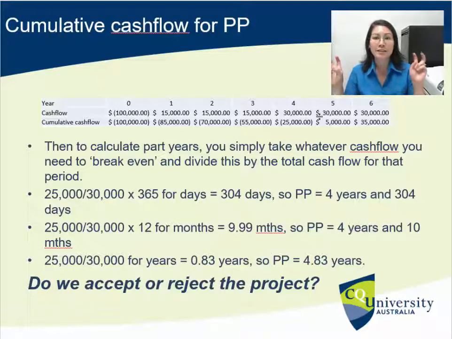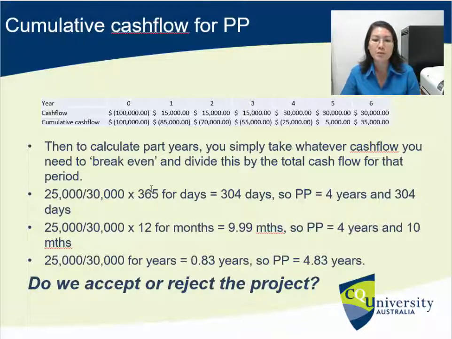Now to calculate that somewhere, we simply take whatever cash flow we need to break even, which is our 25,000 that we need in order to recoup our initial investment. We divide it by the total cash flow that we get for the next year. So the 25,000 divided by the 30,000. Ignore the negative sign. We're not interested in the negative. So 25,000 out of 30,000 that we need, and then times that by 365 days or 12 months, or leave it as a decimal for years.